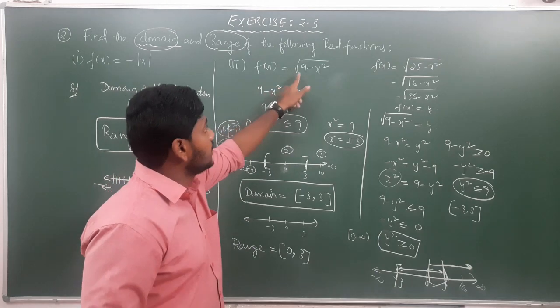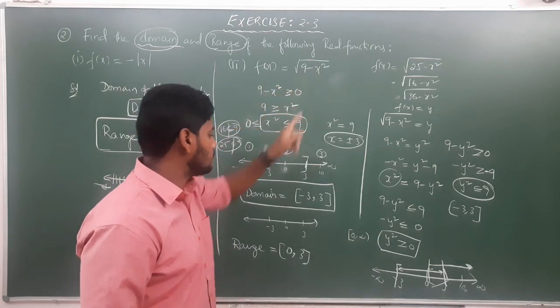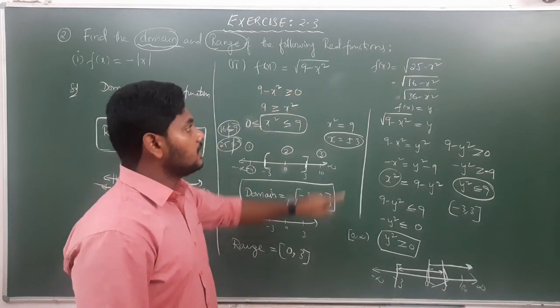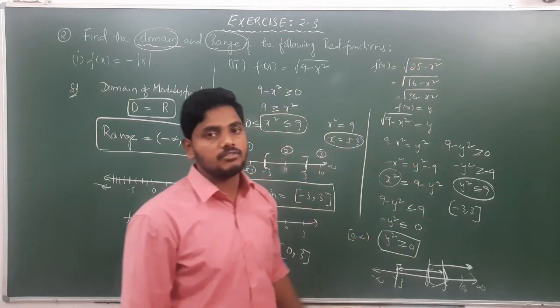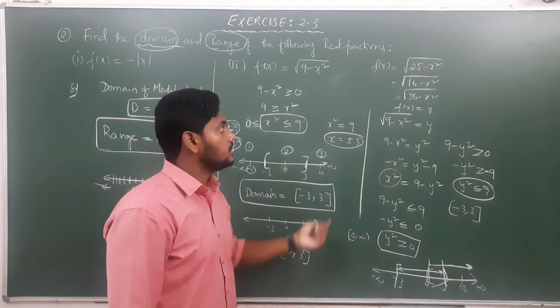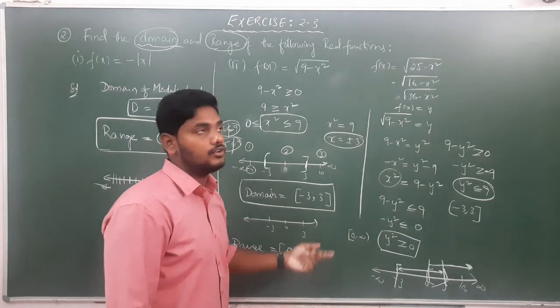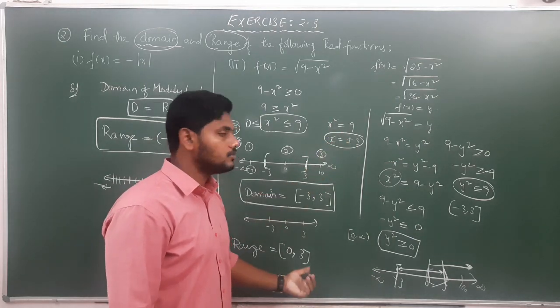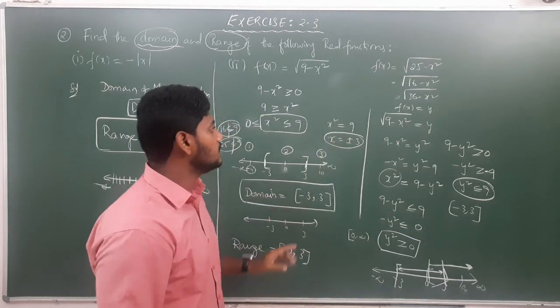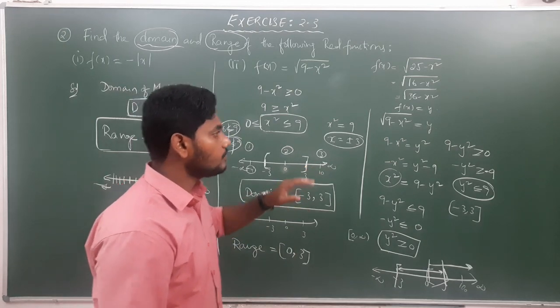If the function is square root of 9 minus x square, the range is 0 to 3. If the function is square root of 25 minus x square, it is 0 to 5. 16 minus x square, 0 to 4. 36 minus x square, 0 to 6. Closed interval. Right? Still, if you have any doubts, you can ask.